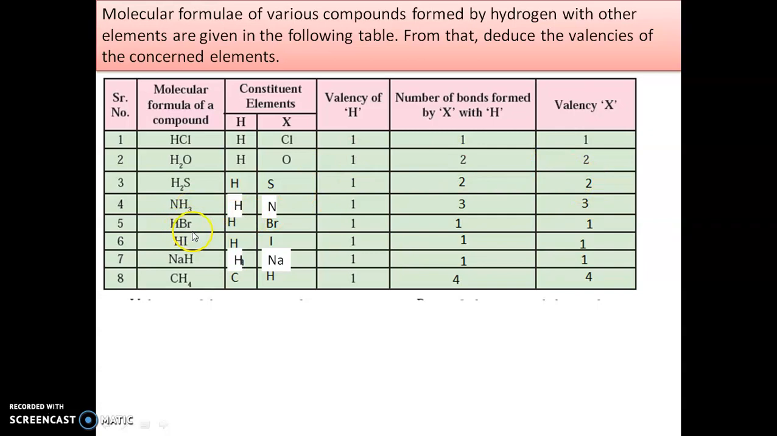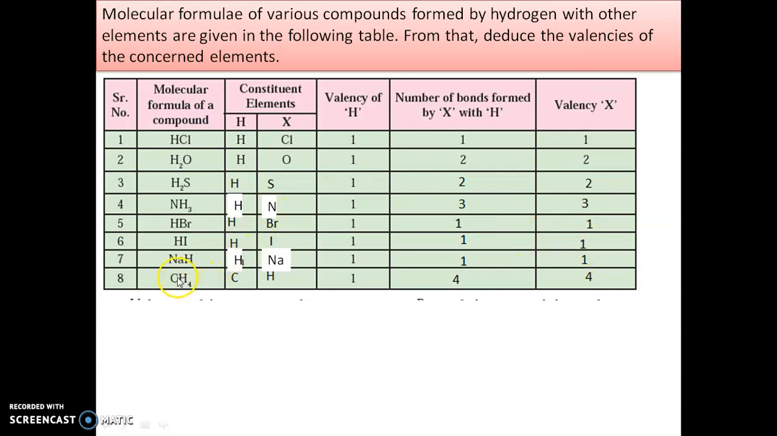Then, HBr. Br stands for bromine. So, one hydrogen atom, one bromine atom. The number of bonds formed is 1, so its valency is 1. Then, HI. I stands for iodine. In the same way, hydrogen and iodine. Valency of hydrogen is 1, and how many bonds are formed? Only 1. So valency of iodine is also 1. Then NaH. Na stands for sodium. So, hydrogen and sodium. Valency of hydrogen is 1. Again here only one bond is formed. So valency of sodium is 1.